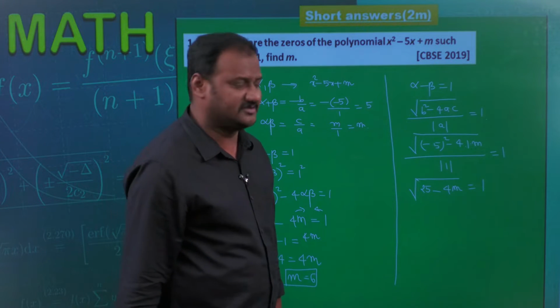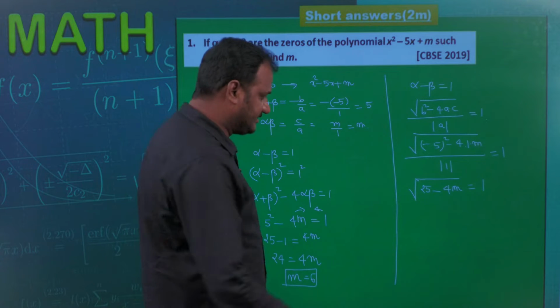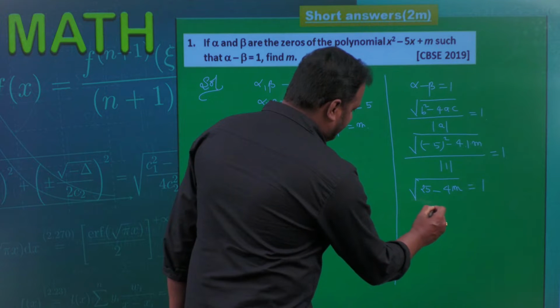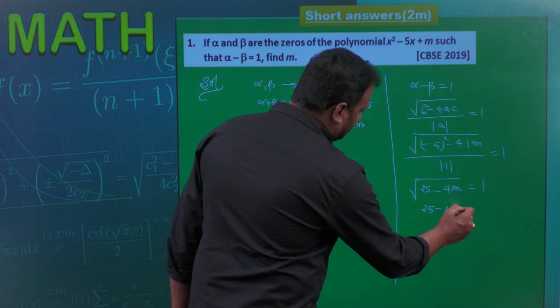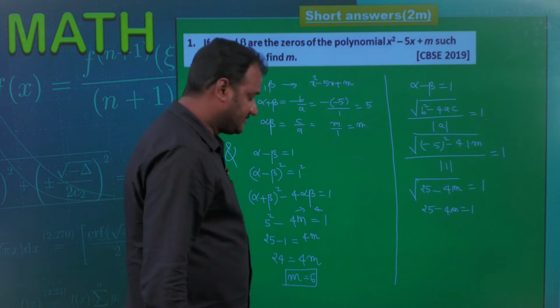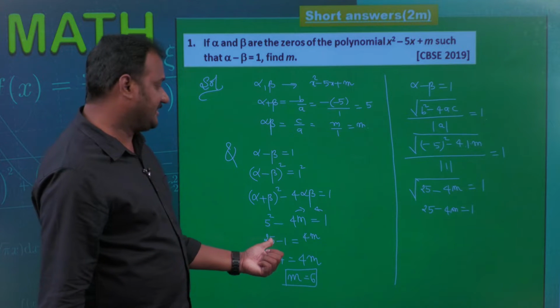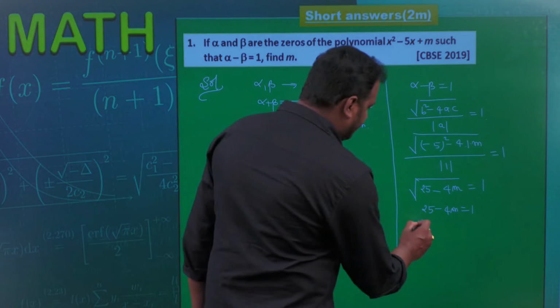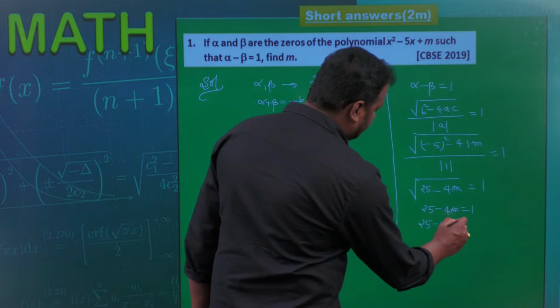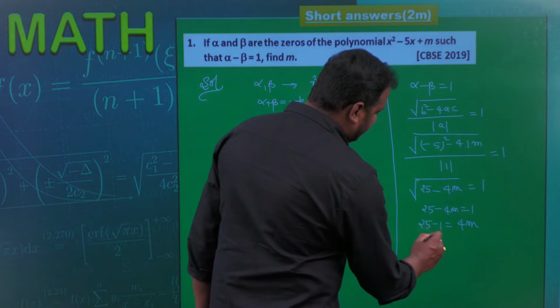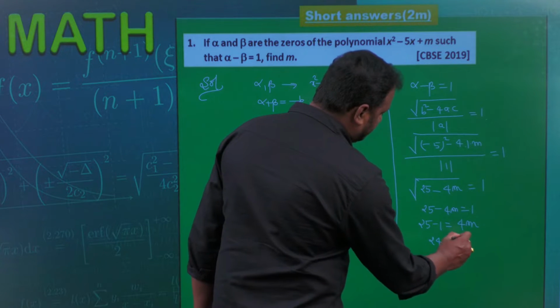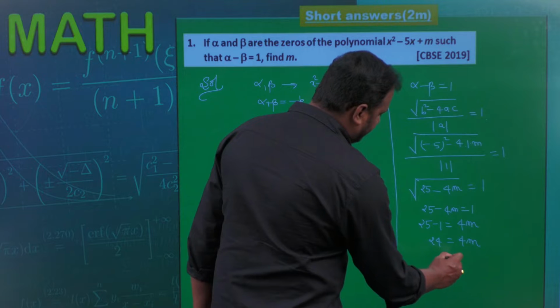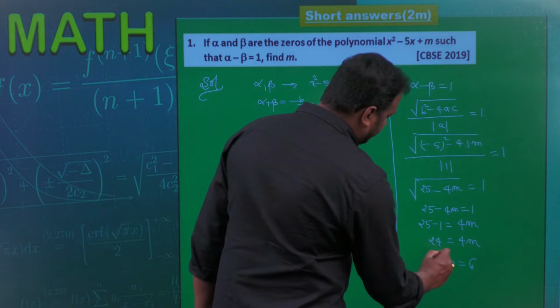How to remove the square root? By squaring it on both the sides. Then 25 minus 4m is equal to 1 square, which is equal to 1. See, we got this step: 25 minus 1 is equal to 4m. Right? So 25 minus 1 equal to 24 is equal to 4m. Therefore, the value of m is equal to 24 divided by 4, that is 6... or rather 4 sixes are 24, giving m equal to 4.